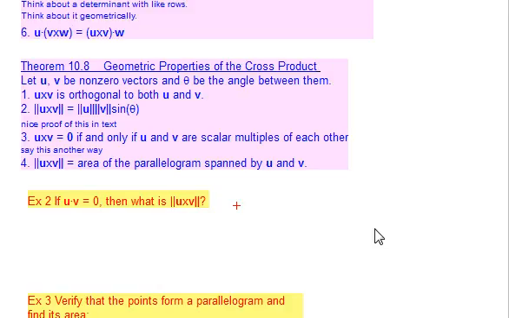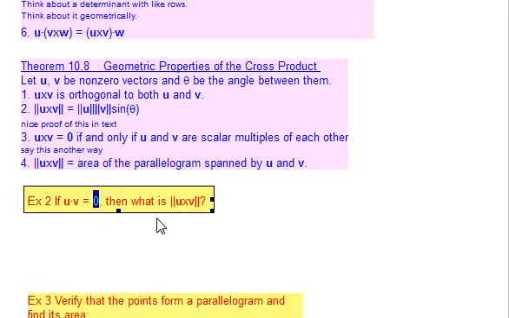Okay, unpause. If u dot v is 0, remember u dot v, you could think of it as length of u times length of v times the cosine of the angle between them, right? So if u dot v is 0, then the cosine of the angle between them has got to be 0, as long as u and v aren't the 0 vector. So therefore, u and v are orthogonal to each other. Note that this is dot product, so that's 0 the number, not 0 the vector.